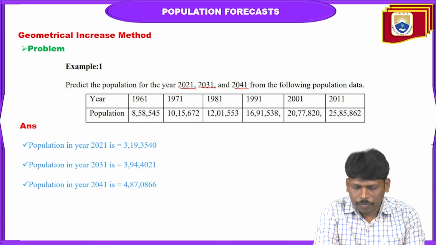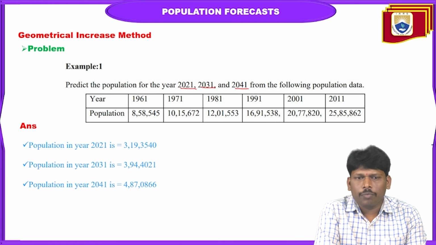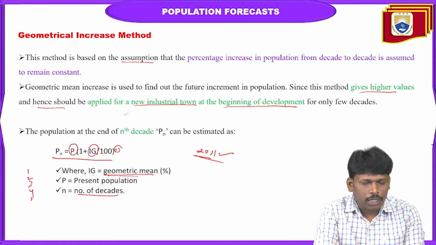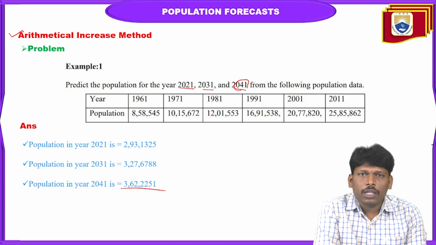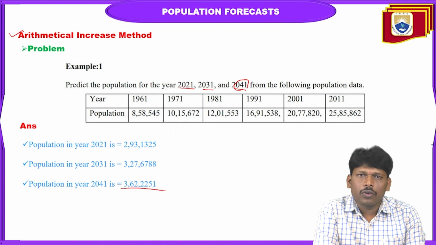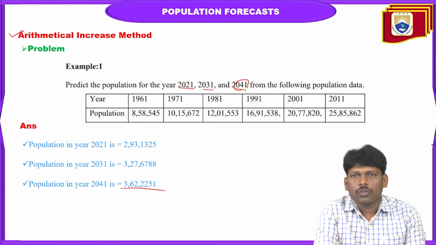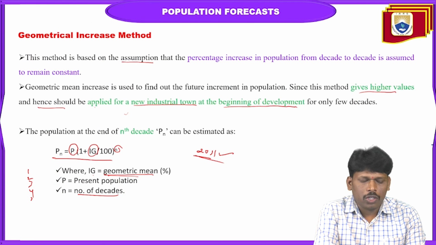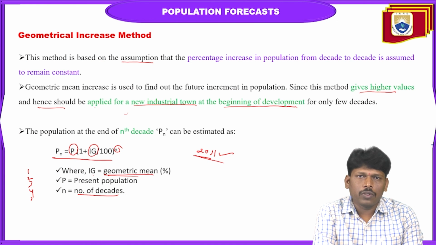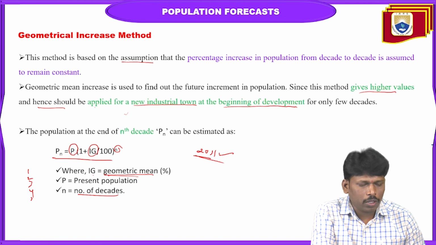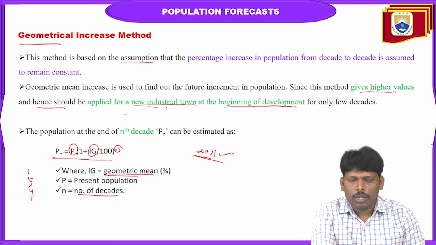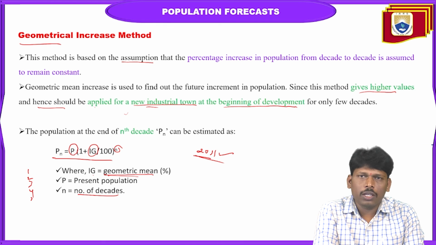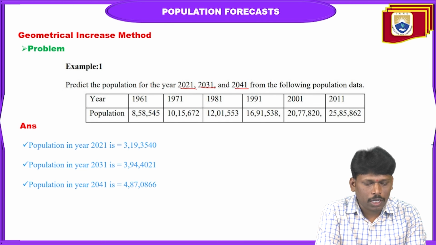So you can remember that this method, the arithmetical increase method, can be used only for the old cities which are constantly developing from the first few decades. Because if you use the geometrical method for the old cities, it will give higher values. That's why we do not use it in that case. So this method we can use for newly developed and newly constructed cities like Amravati.